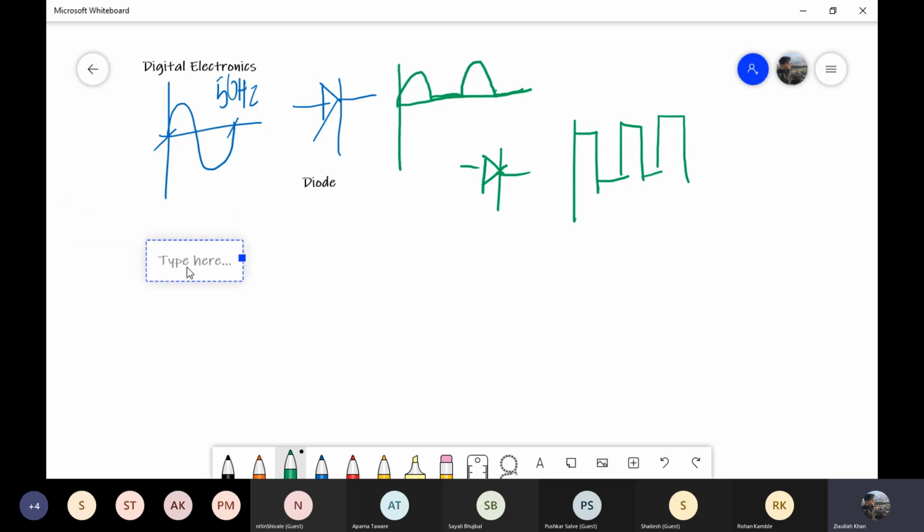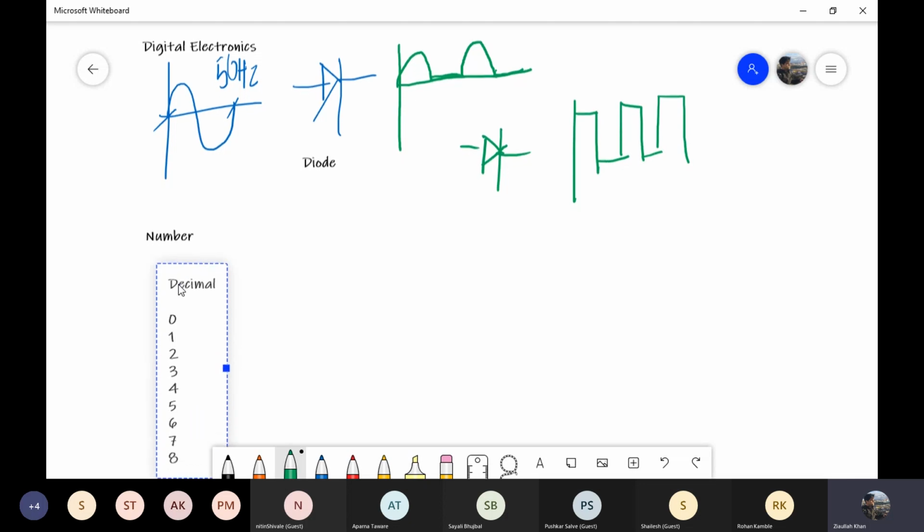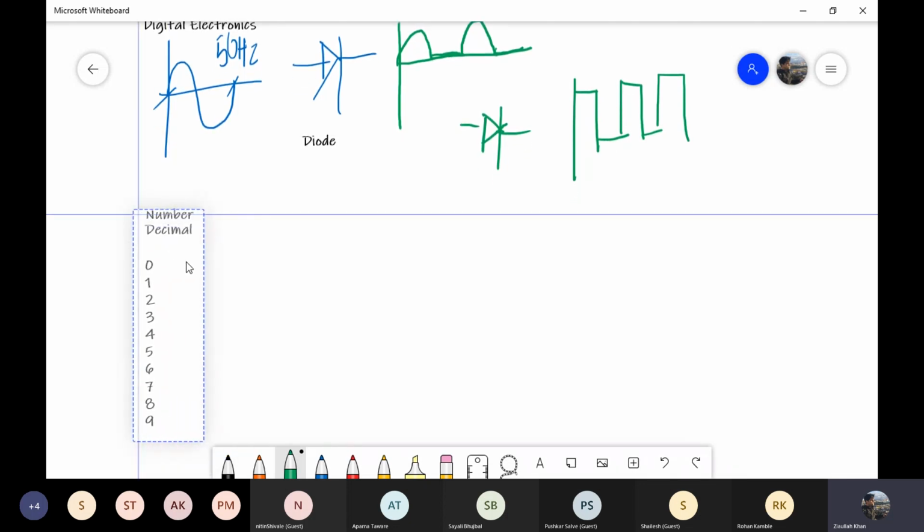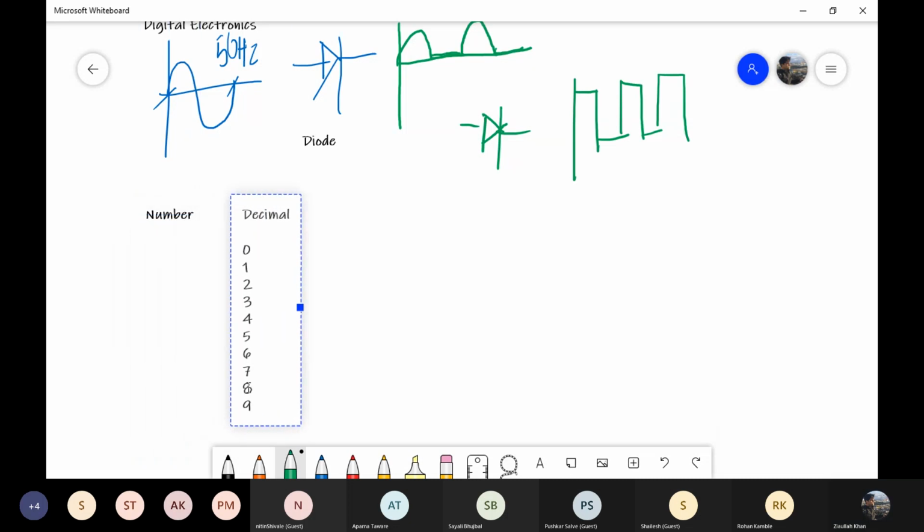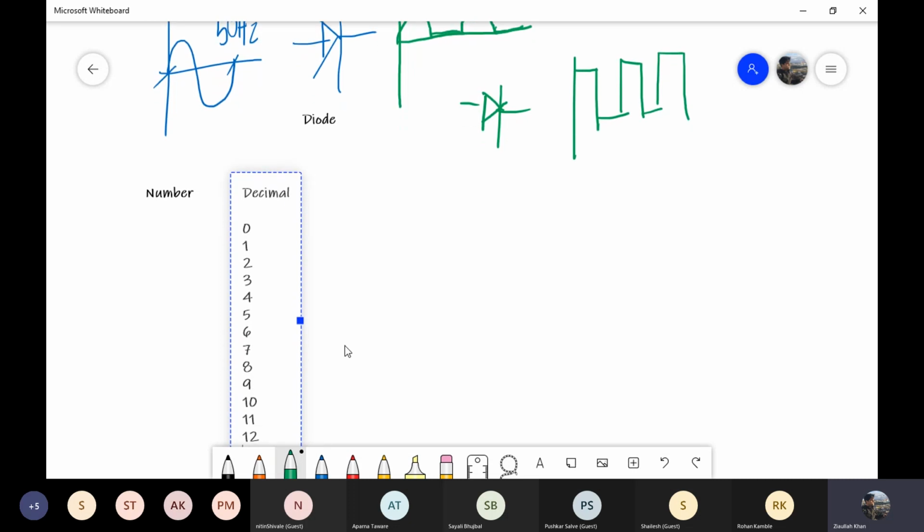The second part is the number system. The number system that we are used to is called the decimal number system. In a decimal number system, we have 10 unique numbers, starting from 0, 1, 2, 3, 4, 5, 6, 7, 8, 9. And then after 9, we switch to the second digit, and then we repeat this entire series from 0 to 9 right next to it. So after 9, it's going to be, say, 10 and 11 and 12, right?